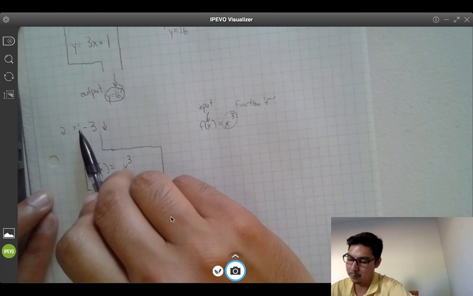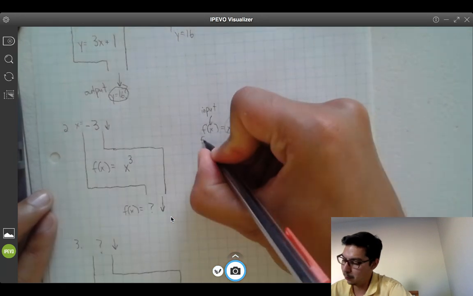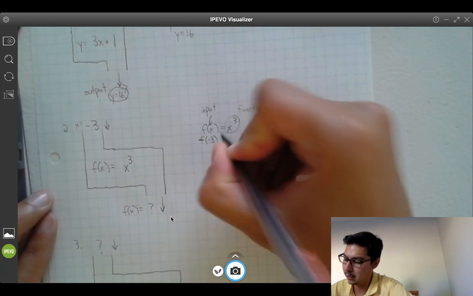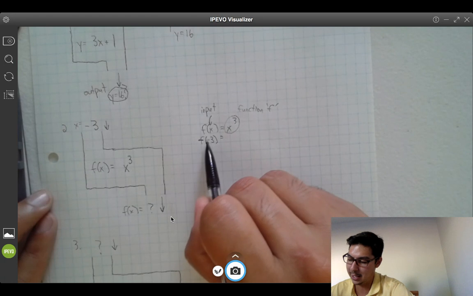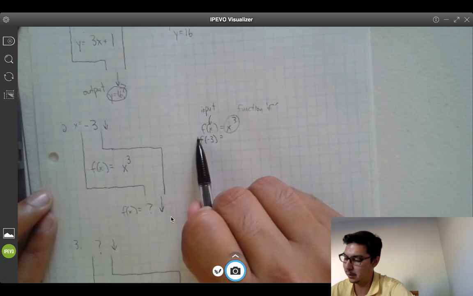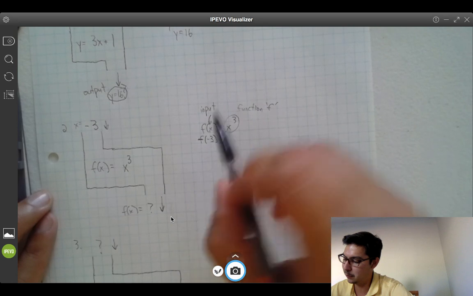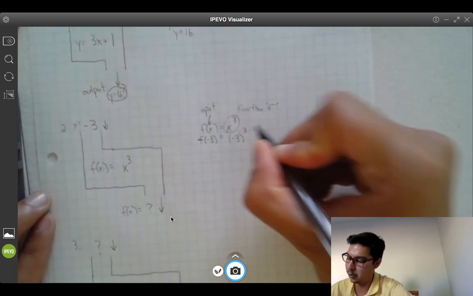But what do we want x to be? x wants to be -3. So you're saying, what's the function when I input -3? That's really what this picture is saying in math language. What is the function when you input -3? So you've got to plug it in for x. Remember, use parentheses. And that's to the third power.